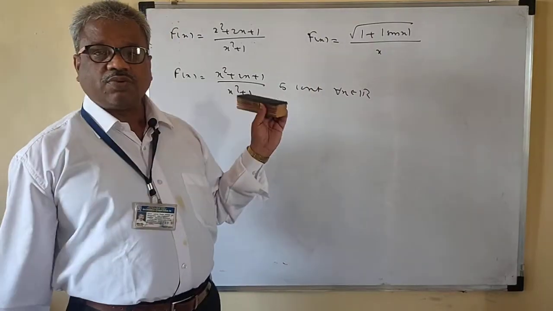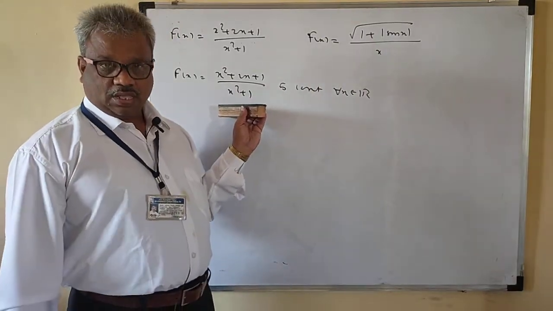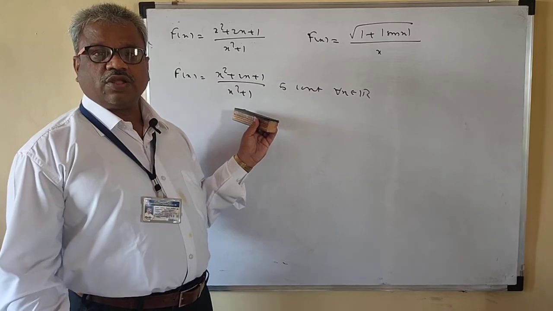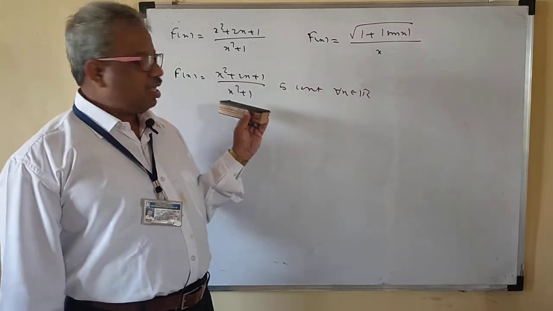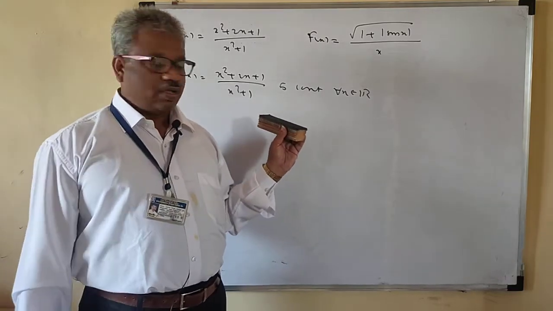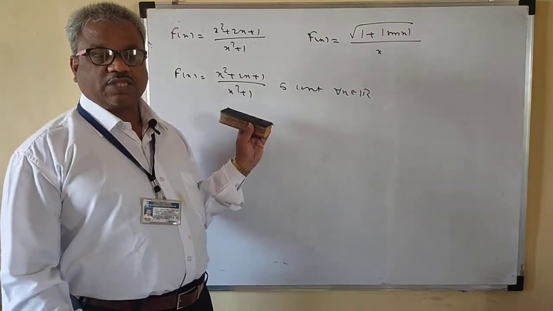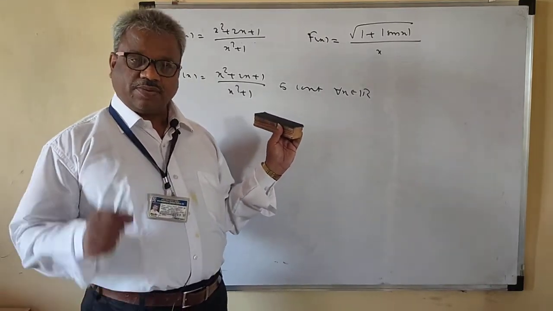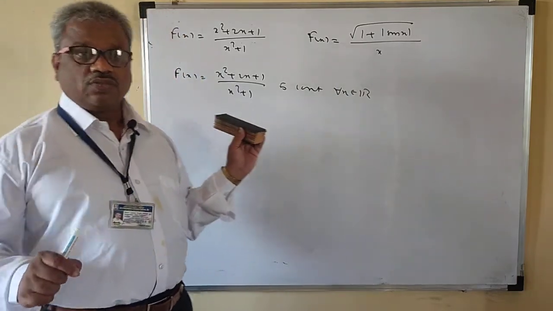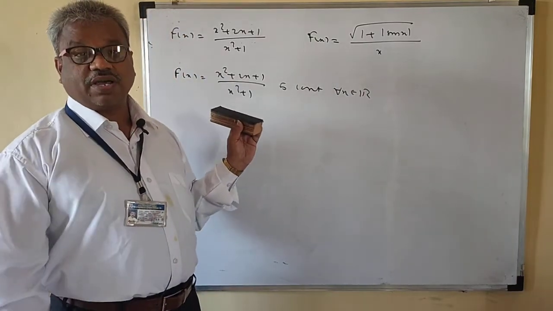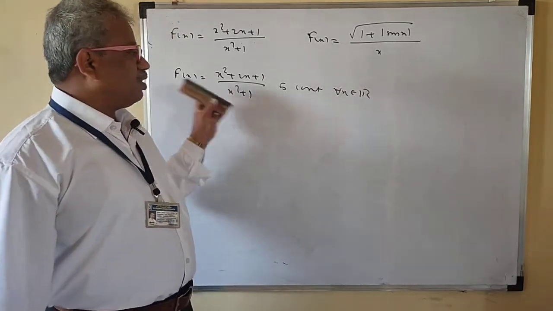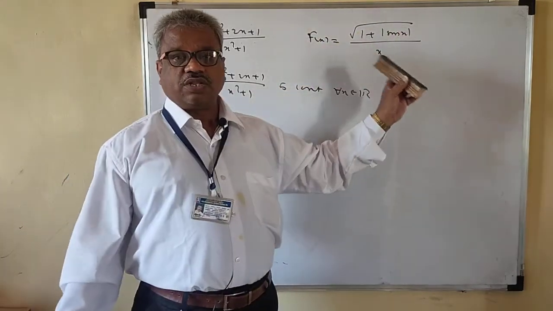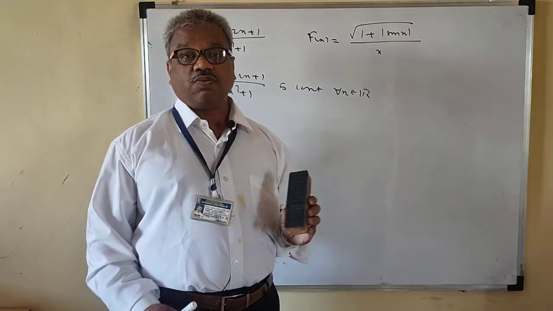This function is because here x square plus 1 is the denominator. So there is no real number such that your denominator is 0. Okay. So there is no value of x such that x square plus 1 is 0. There are values of x that are complex numbers, but there does not exist any real number such that x square plus 1 is 0. So that means this function is continuous everywhere. This function is continuous everywhere except at x equal to 0.